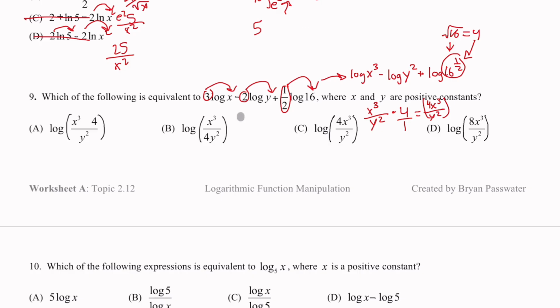So we look at that in the answer choices. Let's see here. This one has 4 and x cubed being added. That's wrong. They should be multiplied, so that's wrong. 4 is at the bottom here. That's wrong. This looks correct so far. And D has the number 8 in it, which is wrong. So our answer is C.